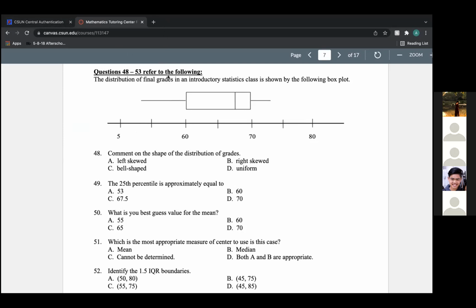49. The 25th percentile is approximately equal to what? 60. The 25th percentile is where the first little whisker ends and the box begins. 40. What is your best guess value for the mean? It doesn't sound grammatically correct. What is your best guess value for the mean?